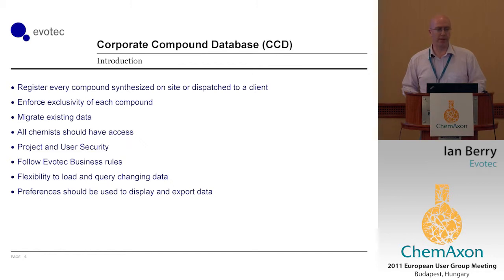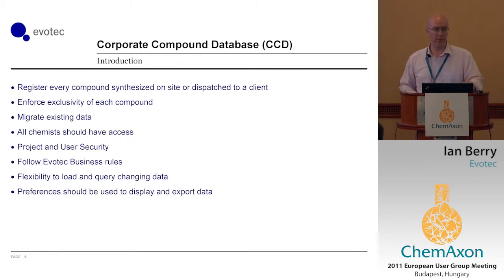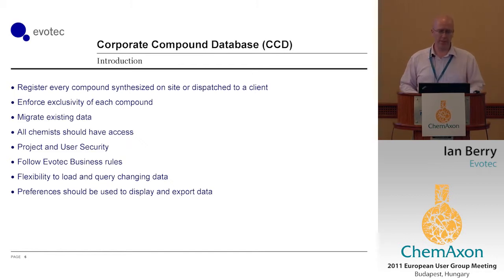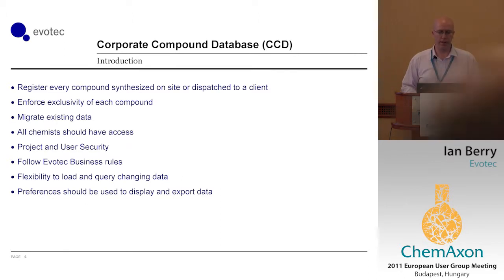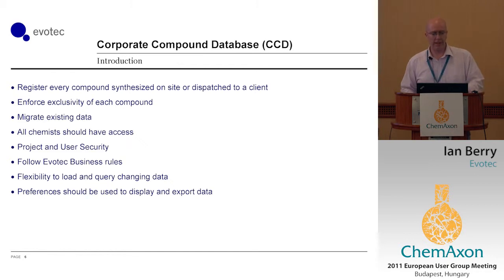There are always problems having to migrate existing data, so the version we have at the moment is version 3. We've had CCD1, CCD2, which store data in completely different ways, so we had a process for migrating the data. Some of the other requirements: all chemists should have access, so it should be available to everybody. There should be a lot of security, so you can't see what someone else is making on a different project. And we have some business rules, and we want to be able to query it, obviously, and also set preferences for import and export and display, so you can see the data in the way that you want or the client wants to have their data sent to them.